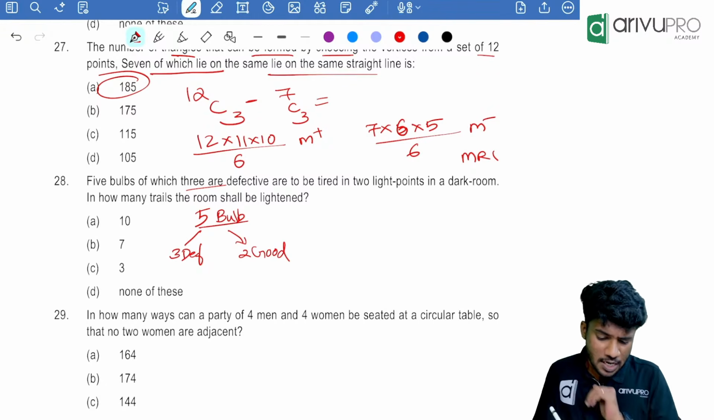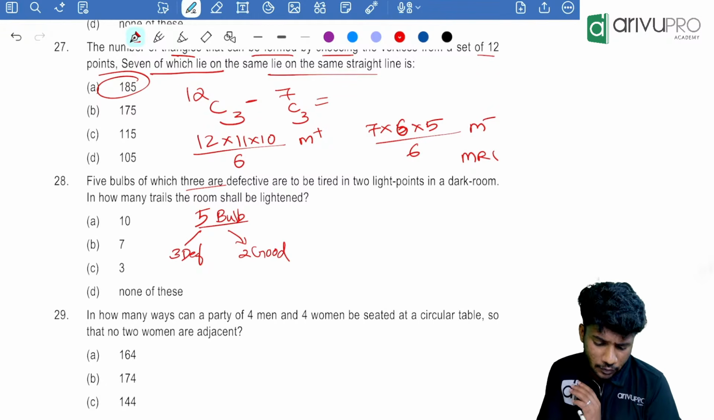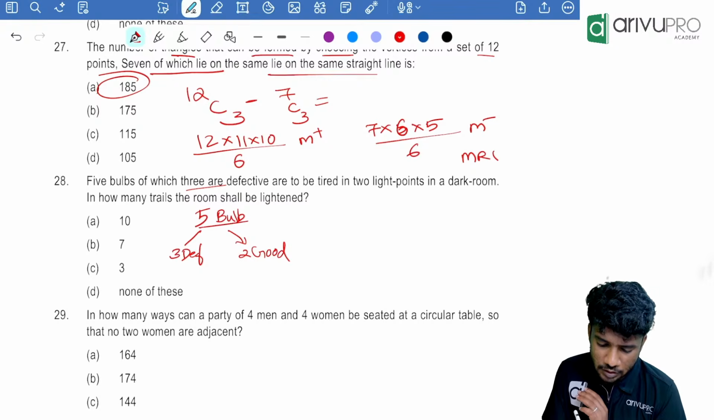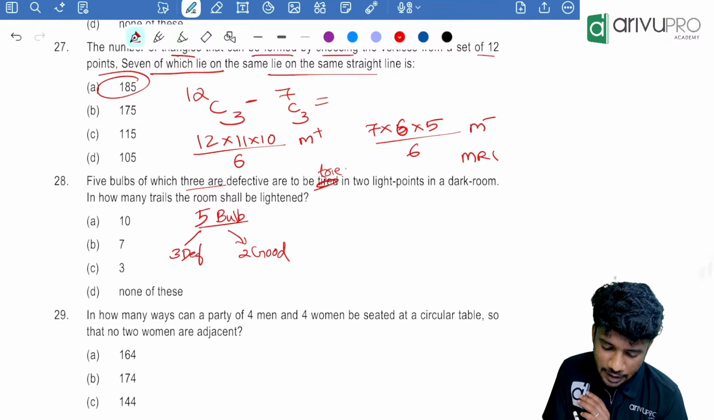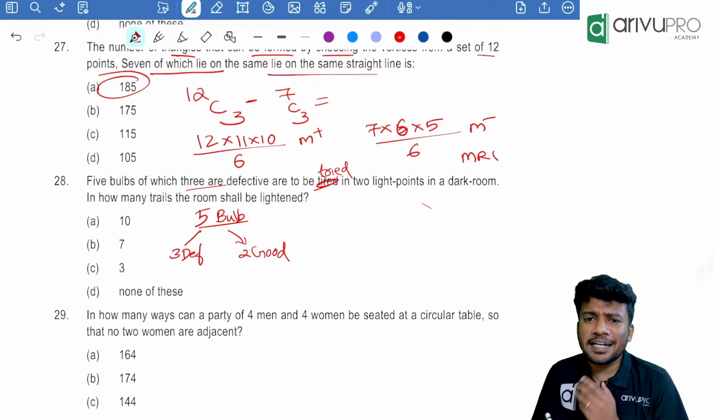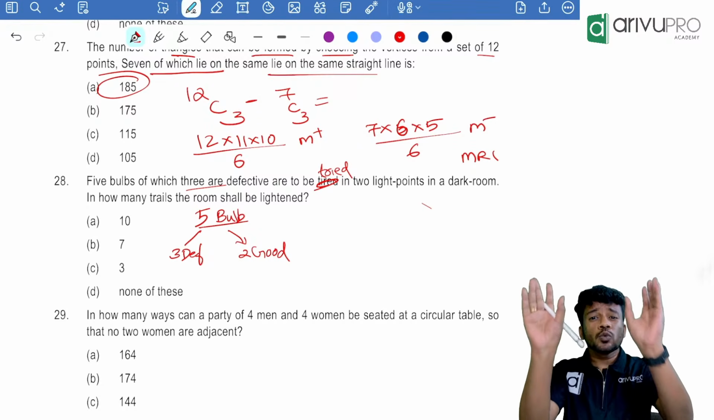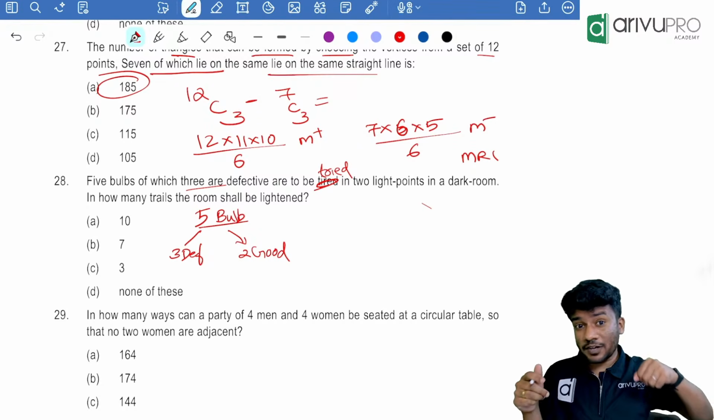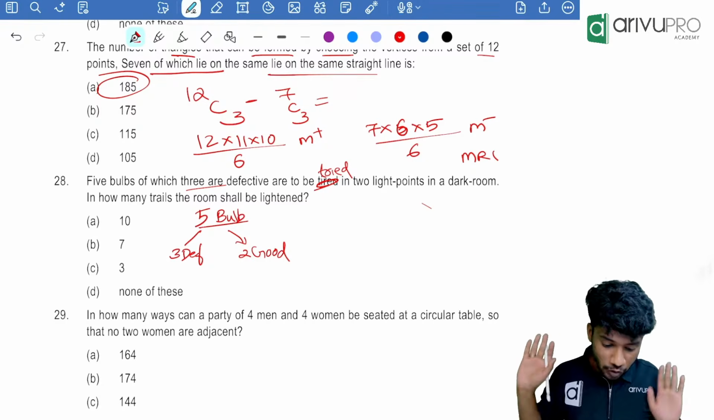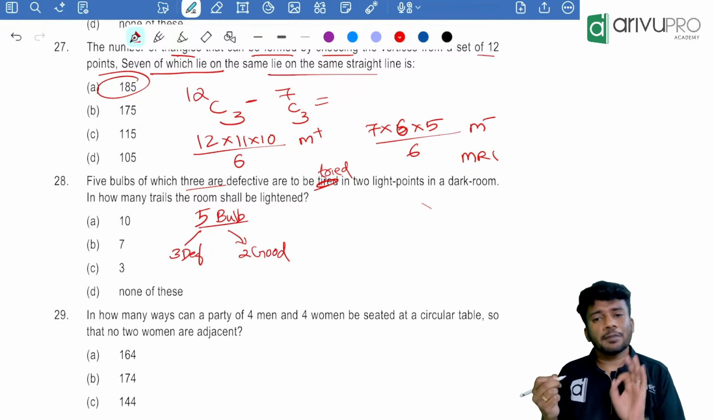That is the condition. Now, your defective are tried in 2 light points in a dark room. So we are going to try 2 light bulbs from these 5 bulbs, and we are going to try it in a dark room. In how many trials the room shall be lighted is the question.